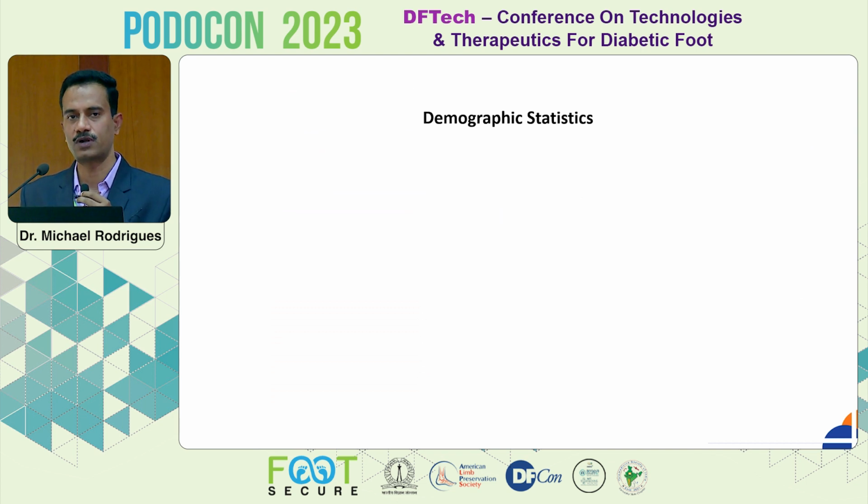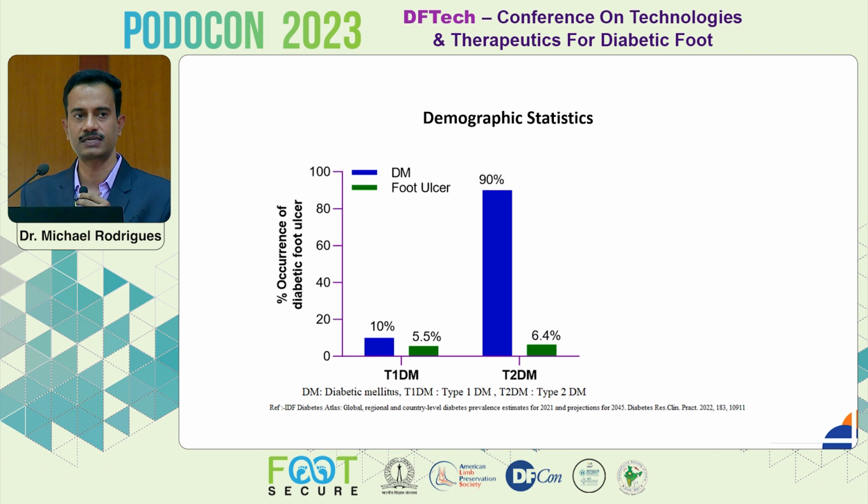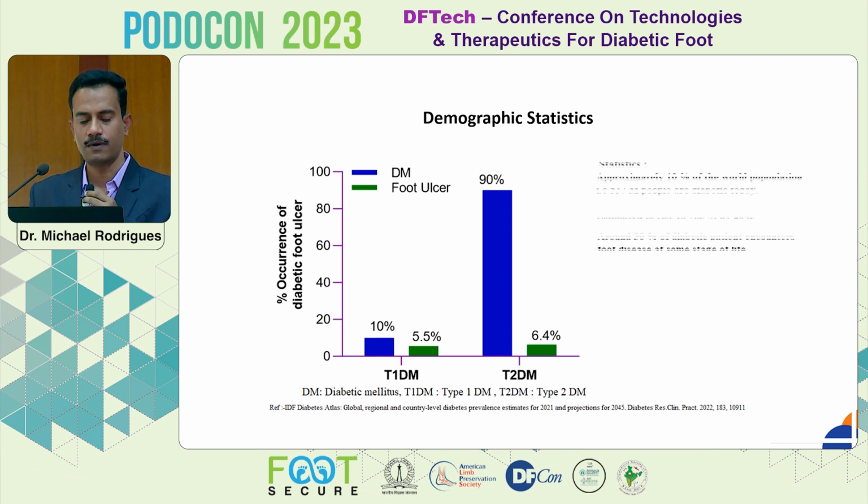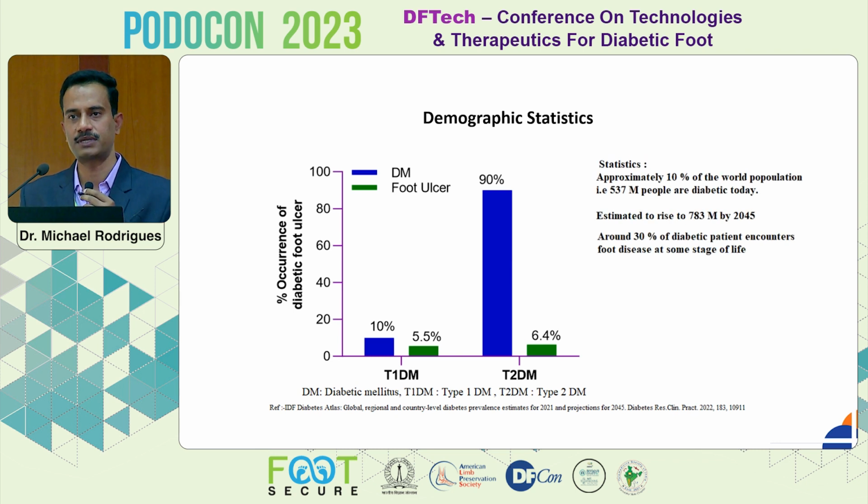So if I put up a small demographic of statistics, which is a very recent statistic published in 2022, we have type 1 and type 2 diabetes. 90% of the patients belong to type 2 diabetes. Out of that, 6.4% develop a diabetic foot ulcer, whereas only 10% of patients are type 1 diabetes, which is a severe diabetes where your pancreas is not producing insulin, and 5.5%, that means 55% of the type 1 diabetic patients would encounter a diabetic foot.